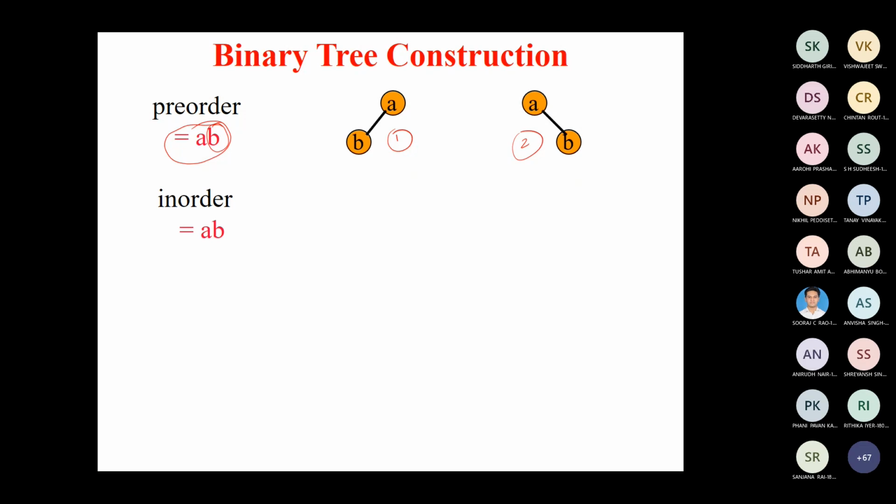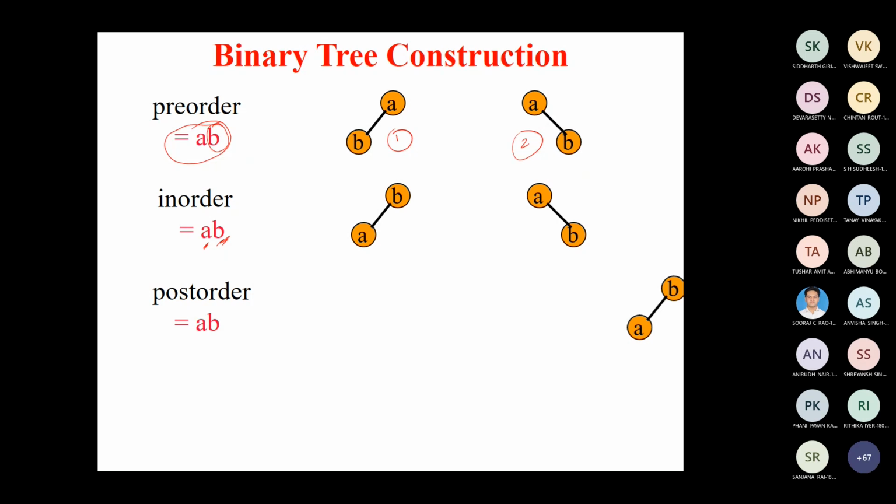And similarly for in-order traversal also, in the case of in-order traversal, the second node is the root node, where A is the child of the parent node, that is, the parent node is B. Here also, I get two different possibilities.